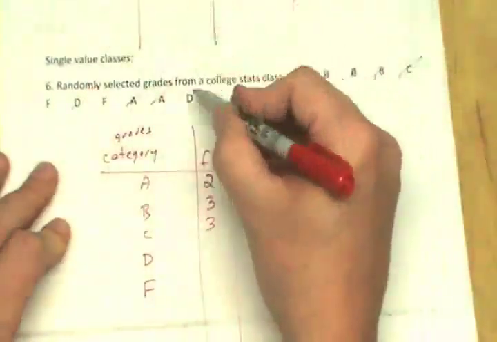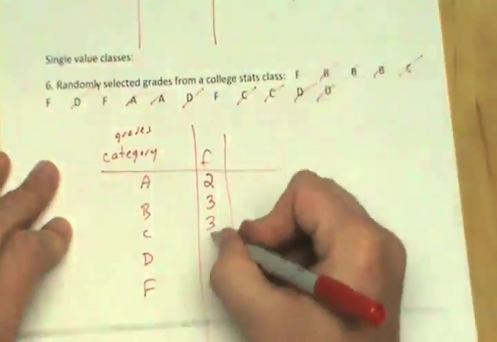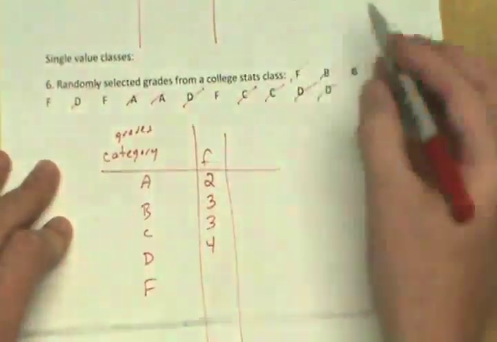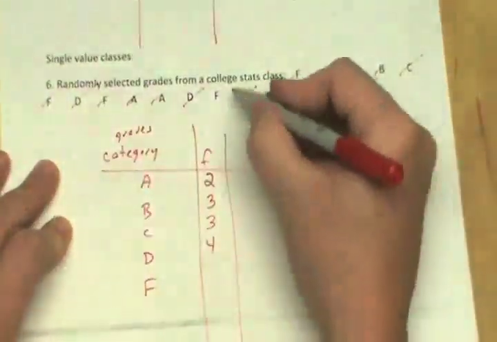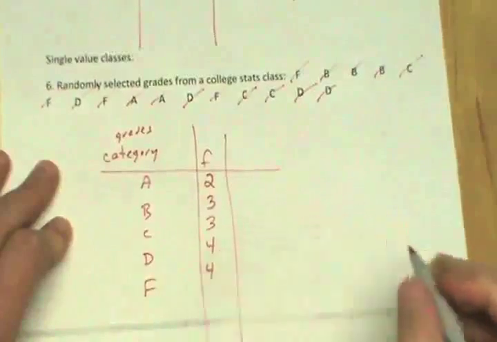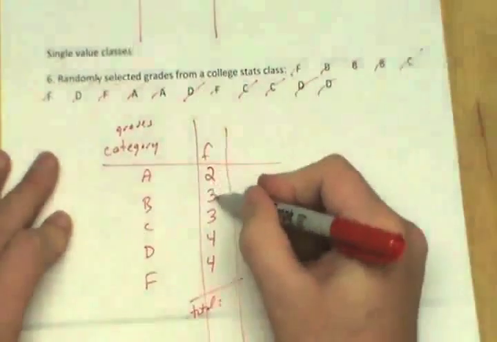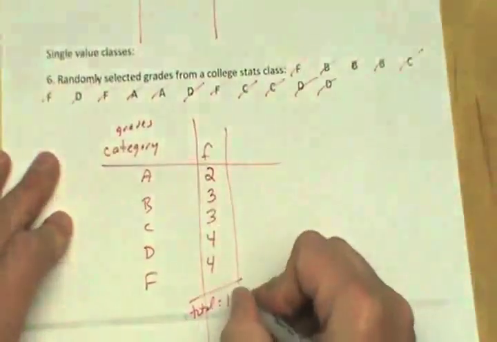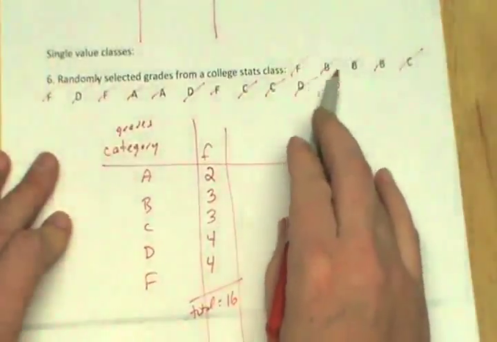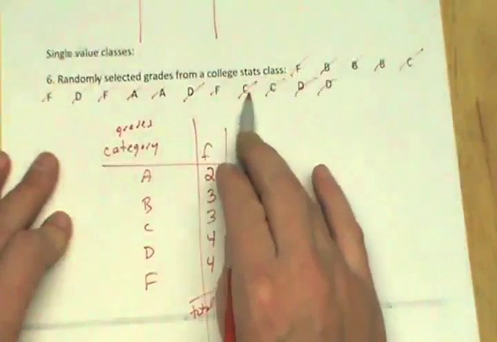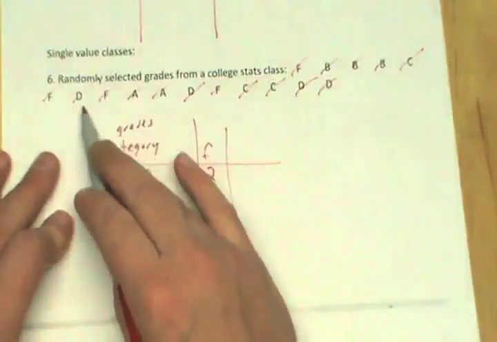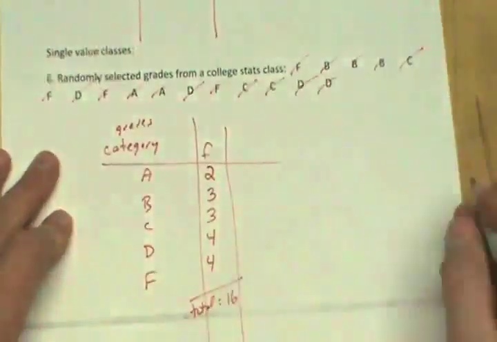We have 1, 2, 3, 4 D's. And then we have 1, 2, 3, 4 F's. And we have a total of 5, 8, and 8, which would be 16. Make sure that matches. So 1, 2, 3, 4, 5, 6, 7, 8, 9, 10, 11, 12, 13, 14, 15, 16. There's my 16.